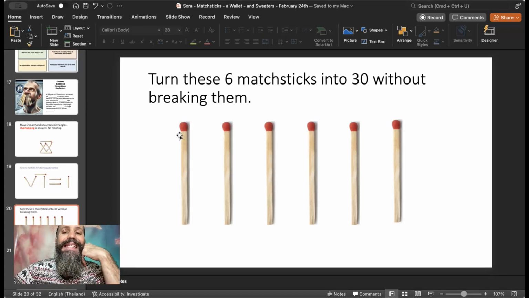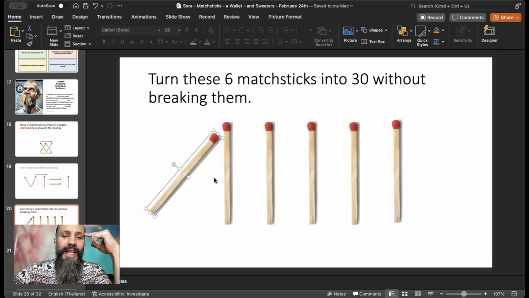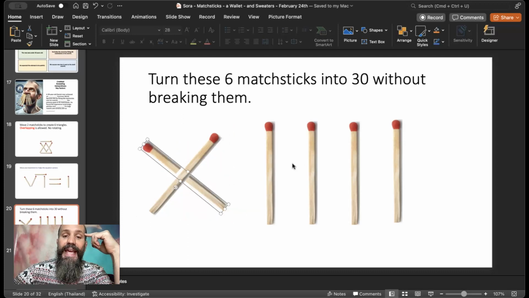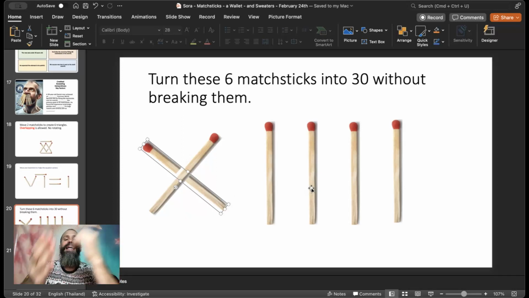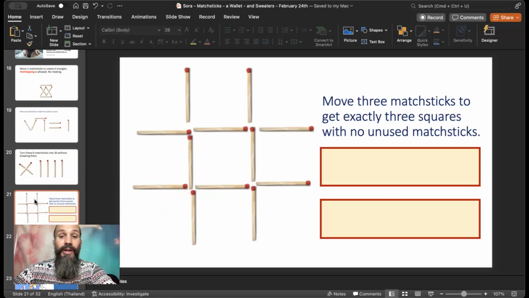That might help you. Turn these 6 matchsticks into 30 without breaking them, right? There's 6. You can't break them each into 5 pieces. All we'd really have to do is go ahead and make 3 x's. You can take all of those and make 3 x's. Remember, our Roman numerals, x is 10, x is the way to write 30. And the last one right here is actually a 3-part one. I'm going to go quickly here.